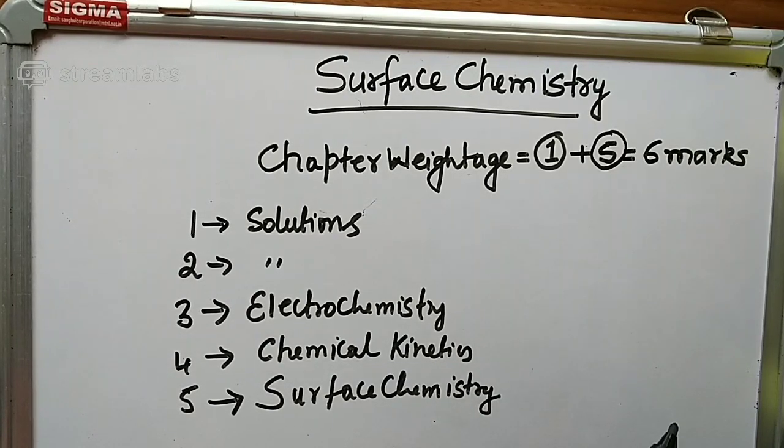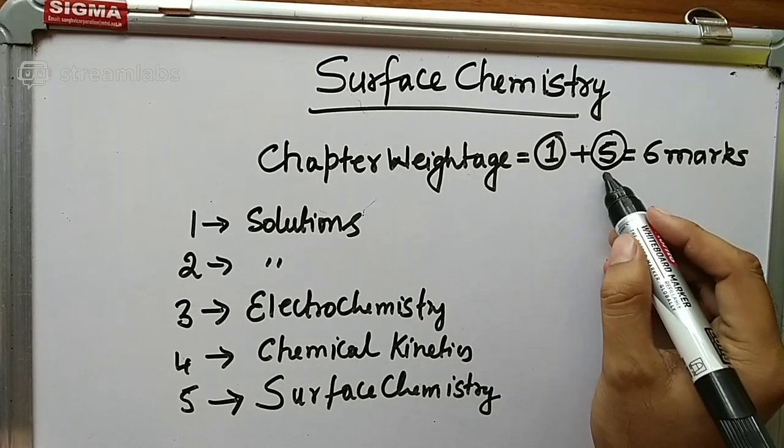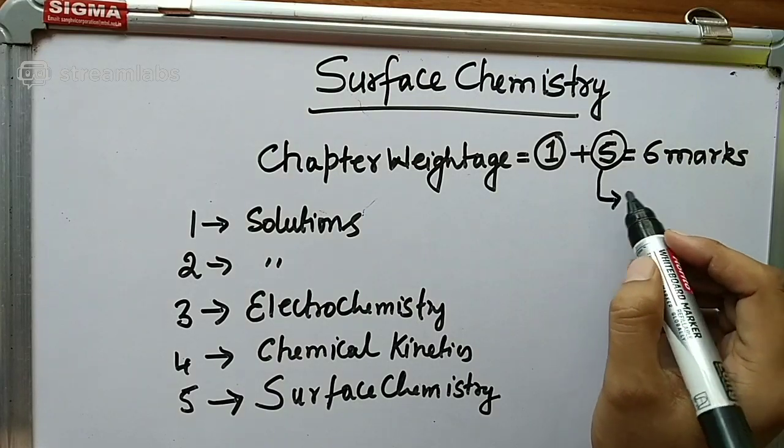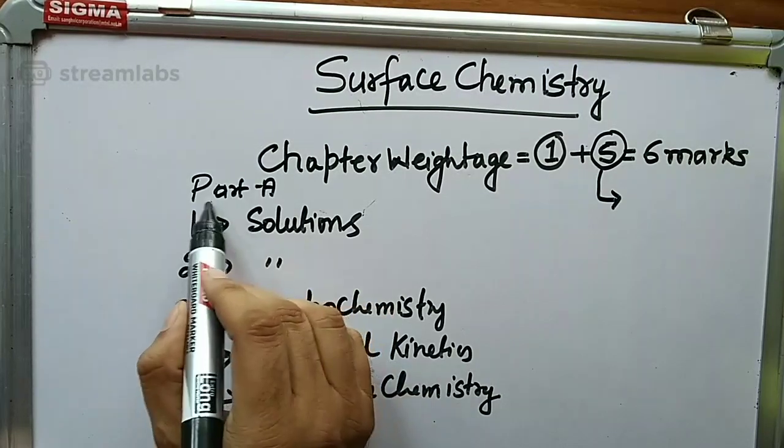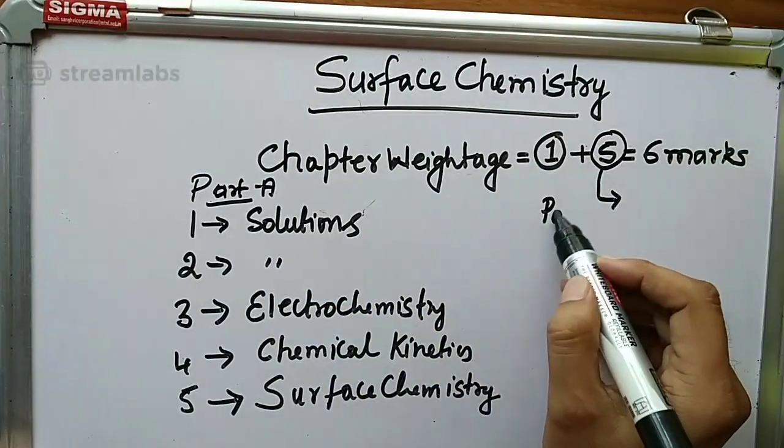I think all these points are clear to you, students. So this will be from surface chemistry. So you cannot leave this chapter. This question number 5 is all in part A. So physical chemistry, you know, it is part D.